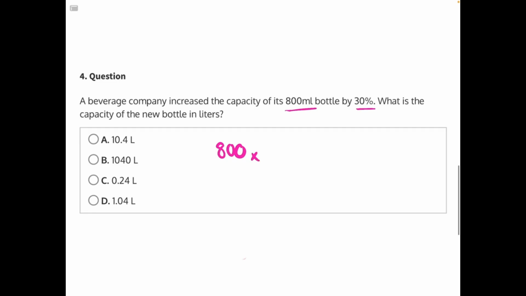800, you could do this one of two ways. You could either multiply by the fraction of 30%, or you could multiply by the decimal of 30%. I will show you both.